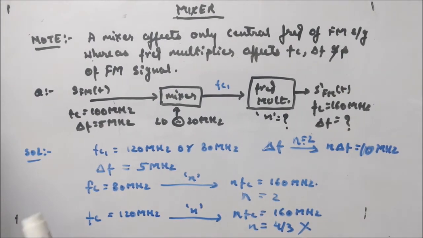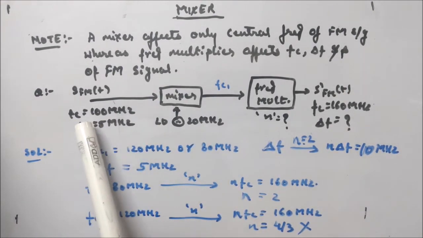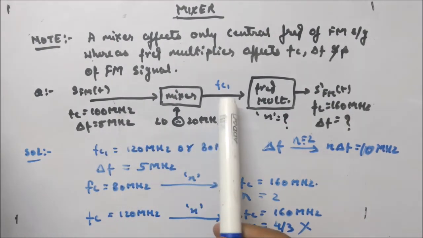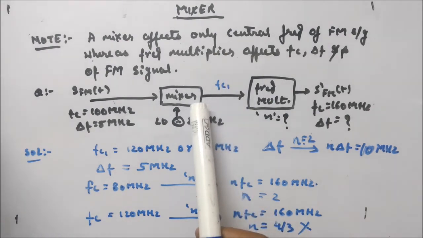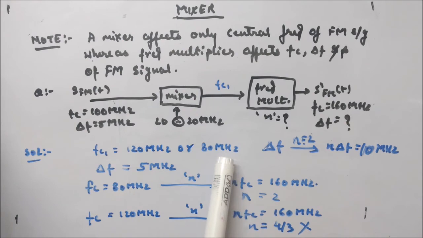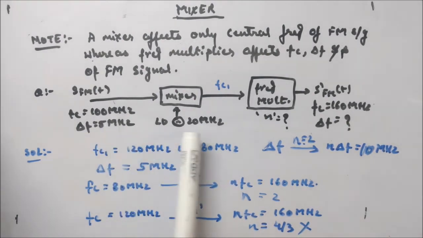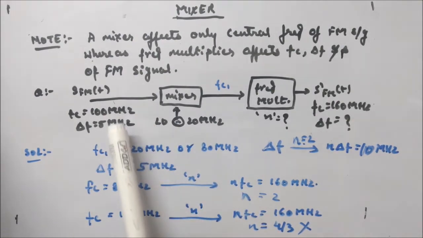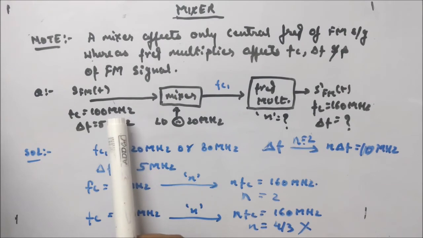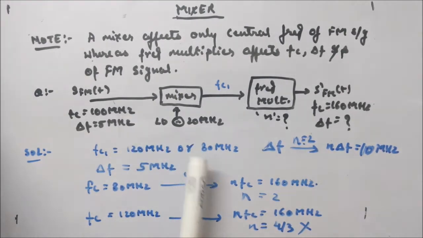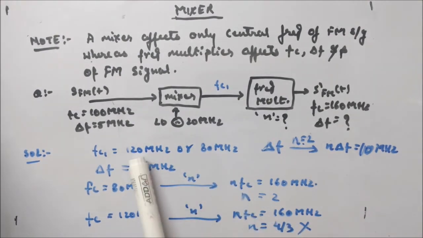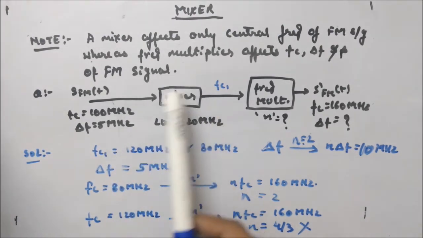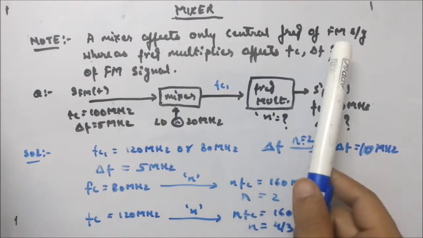Now let's look at the solution. Since the fc value is 100 MHz and the local oscillator frequency is 20 MHz, fc1, the frequency at the output of the mixer, can be 120 MHz or 80 MHz. 120 by adding these two, 100 plus 20, that is 120 MHz, and 80 MHz by subtracting and taking the mod. So either you do 20 minus 100 or 100 minus 20. After the modulus you will get 80 MHz here. So either you can get 120 MHz or 80 MHz here. Del f will be the same. Del f will not be changed by this mixer. It will only affect the central frequency of FM.